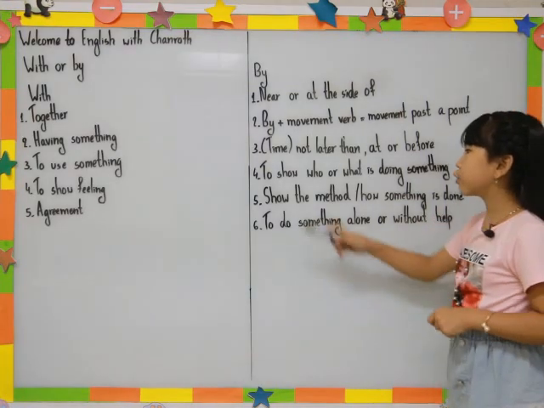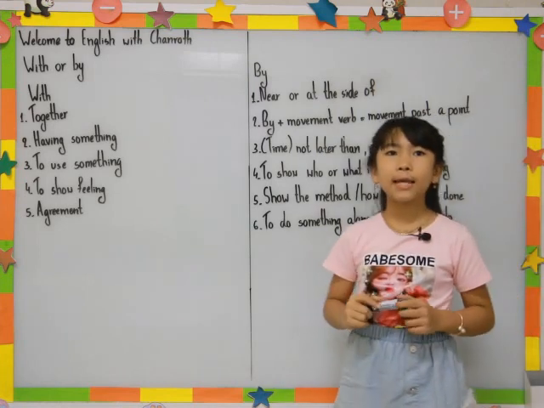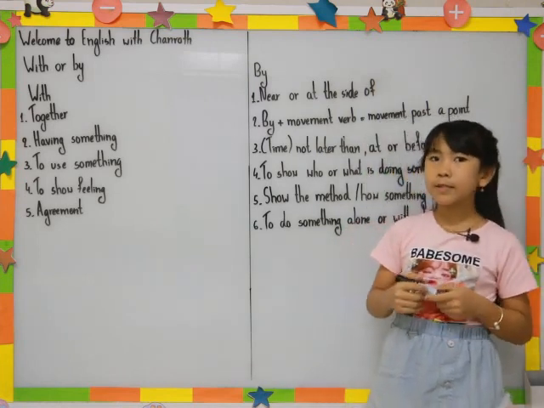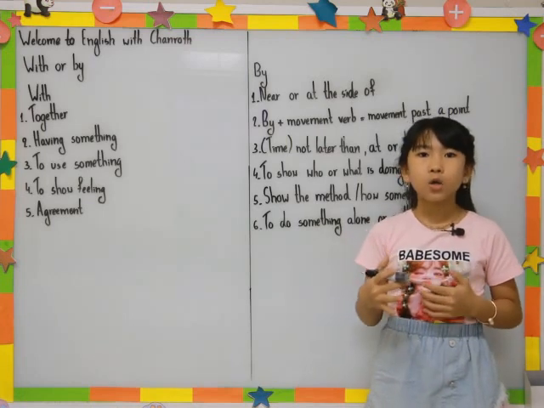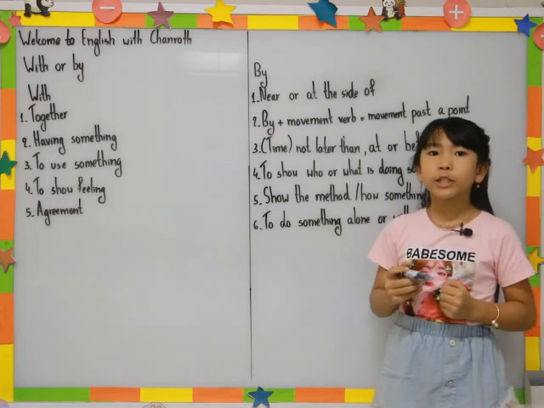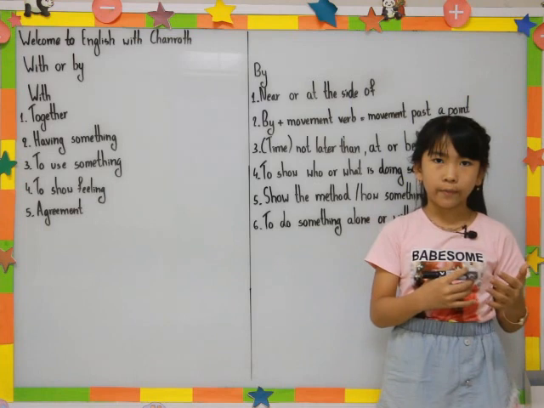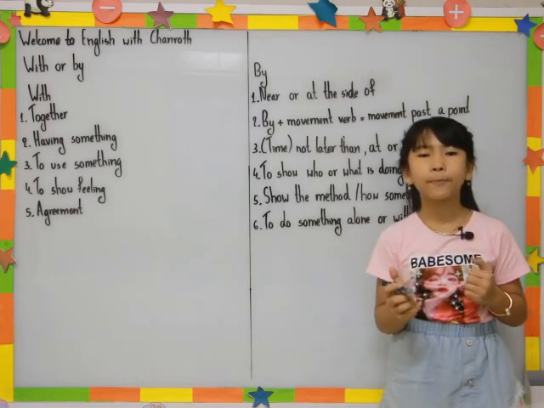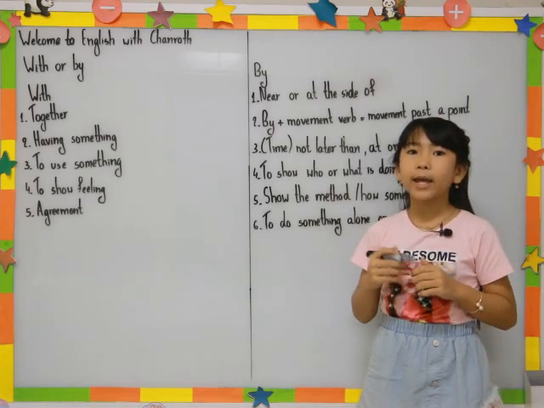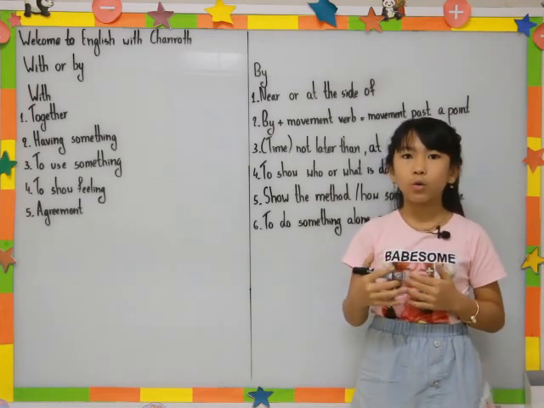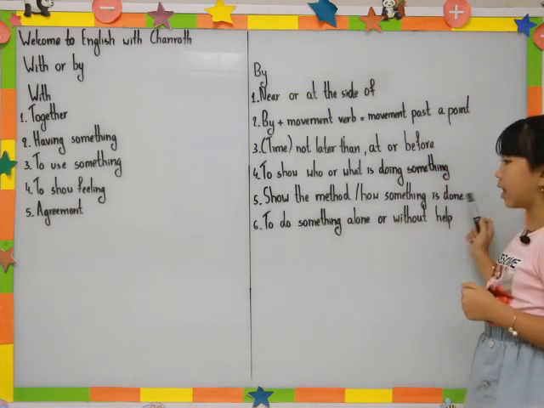So we can use by to show the method or how something is done. So for example, they went to Siem Reap by car. So another example, she's losing weight by eating less and exercising more. So one more example, he learned English by listening to the radio.